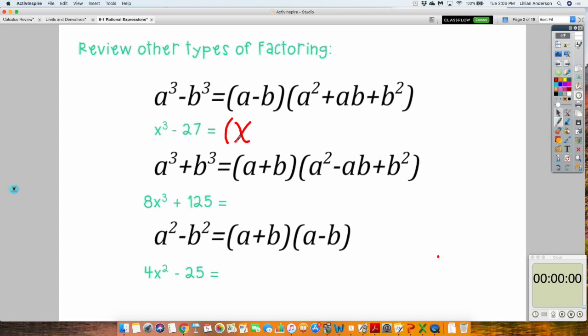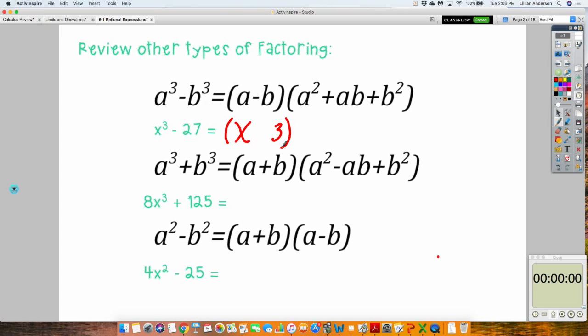What's the cube root of x to the third power? It's x. X times x times x gives you x to the third. So a represents x. What about 27? What's the cube root of 27? 3. 3 times 3 times 3 is 27. So a is x, b is 3. And so pretty much you're plugging in x for a and 3 for b into this formula.